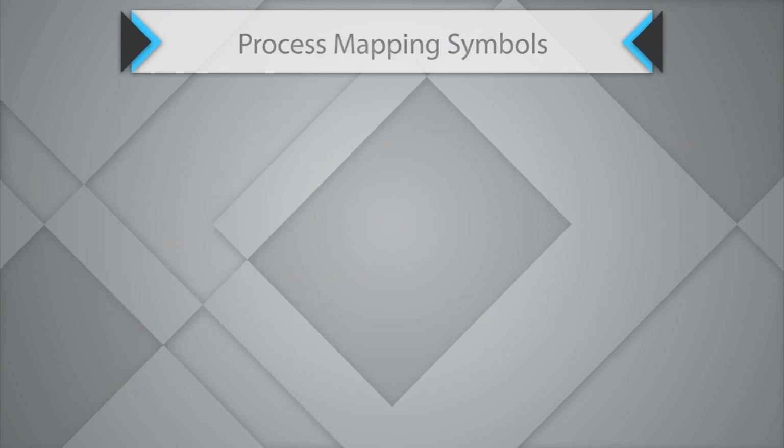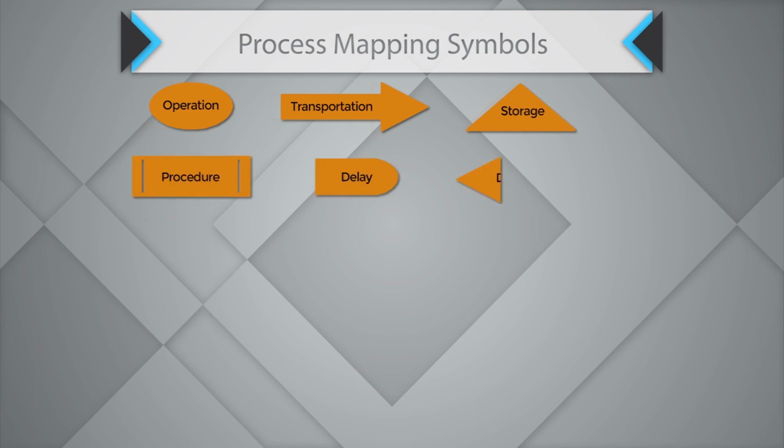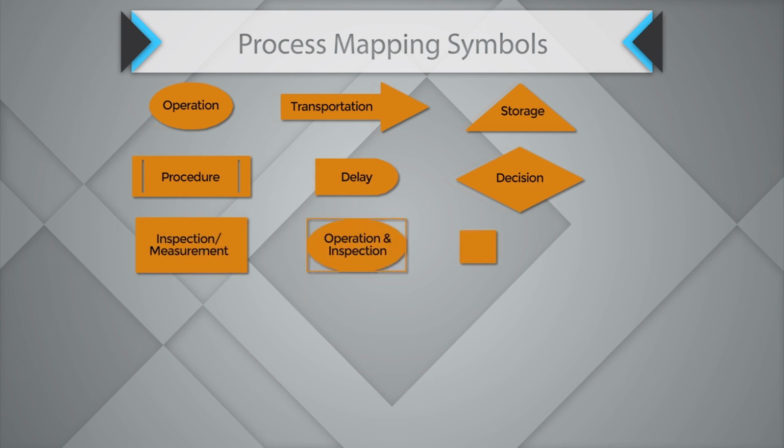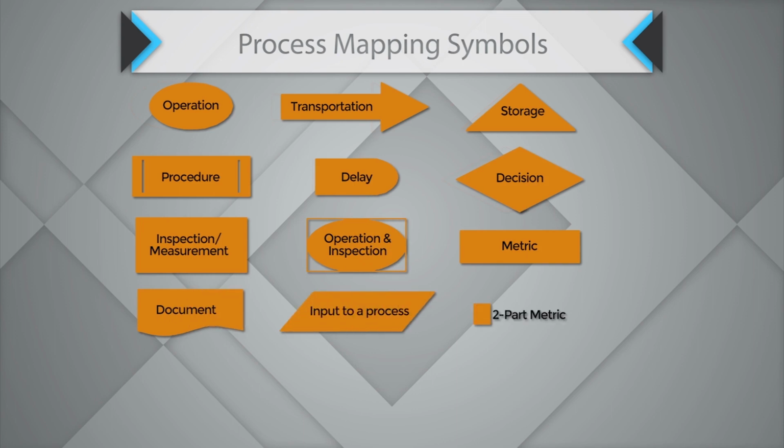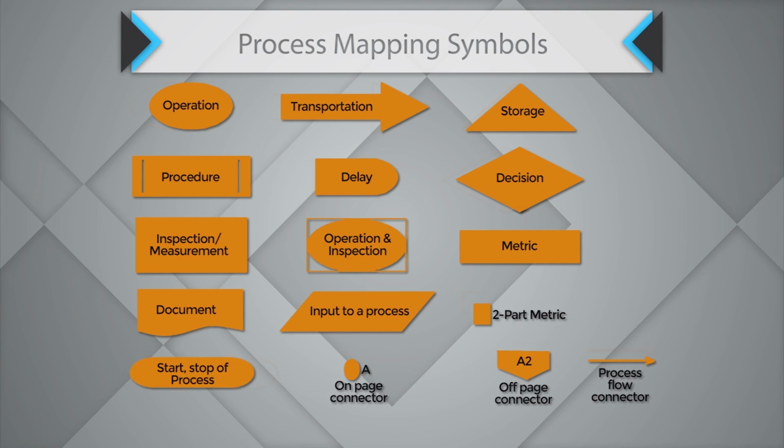There are some common symbols used across the industry while doing process mapping: for operations, for transportation, for storage, for procedure, delay, decision, inspection or measurement, operations and inspection, metric, document, input to a process, two-part metric, start or stop a process, on-page connector, off-page connector, and finally, the process flow connector. Once you finalize the process flow, use the process mapping symbols and draw your process map.